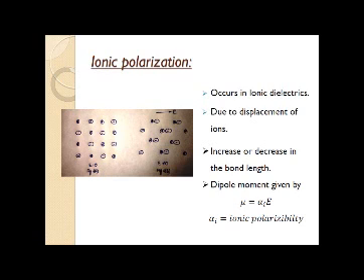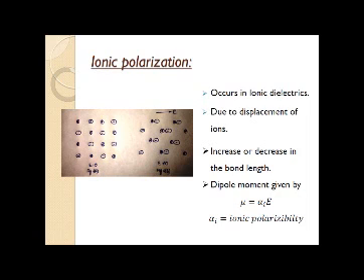When electric field is applied, ions undergo displacement, and hence there will be polarization and it will be ionic. And whenever ions undergo displacement, there will be an increase or decrease in the bond length between the ions, due to which there will be creation of a dipole moment, given by mu equal to alpha I times the applied electric field.